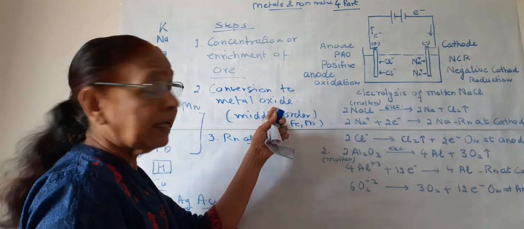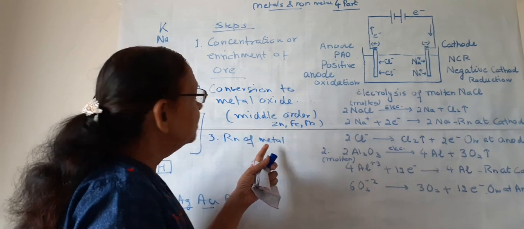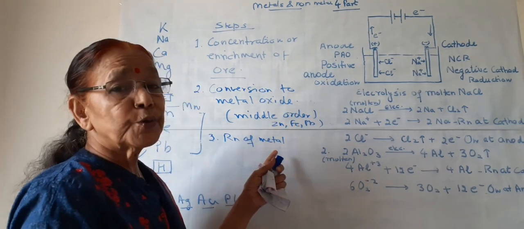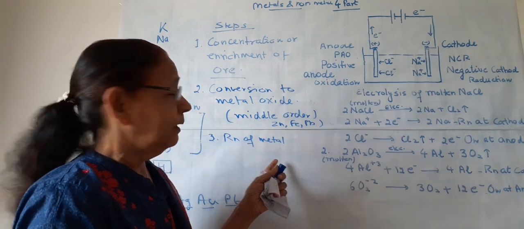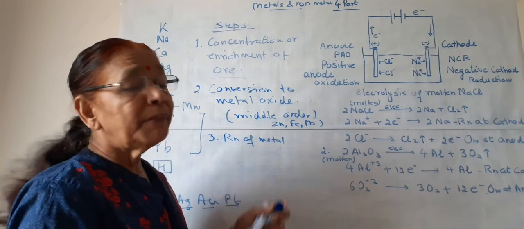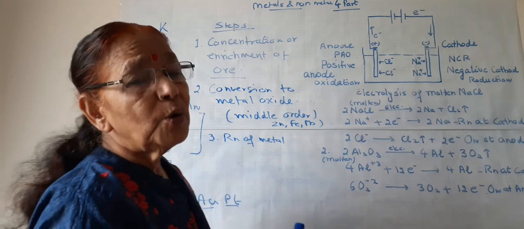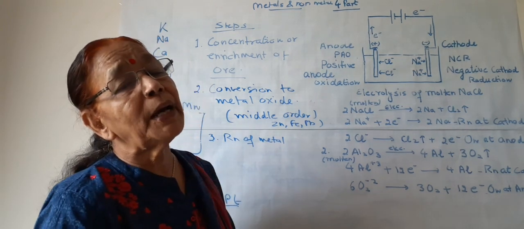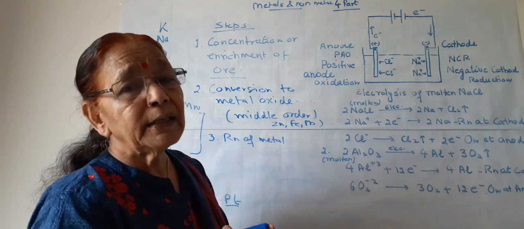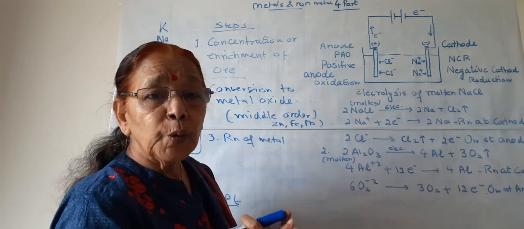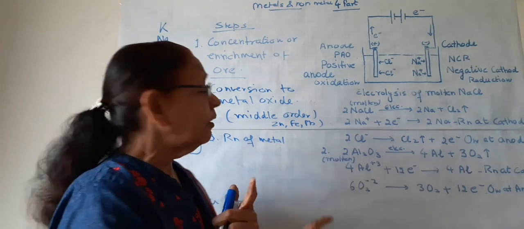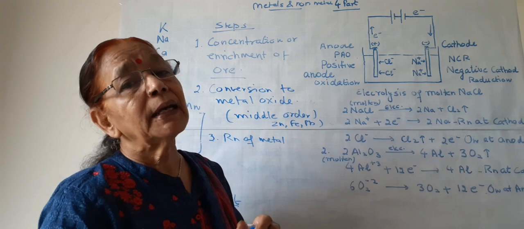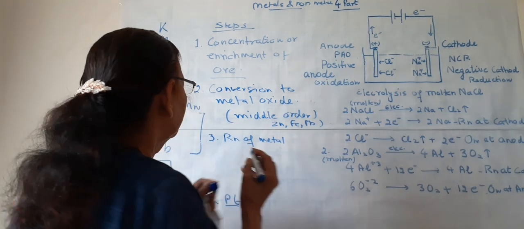From this metal oxide, the metal reduction is done, and this oxide is reduced to the pure metal. So third is reduction of metal, and reduction can be done mostly by coke or carbon, and it can also be done by carbon monoxide, carbon dioxide or ammonia. So different processes of reduction are there, but mostly it is done by carbon or coke.